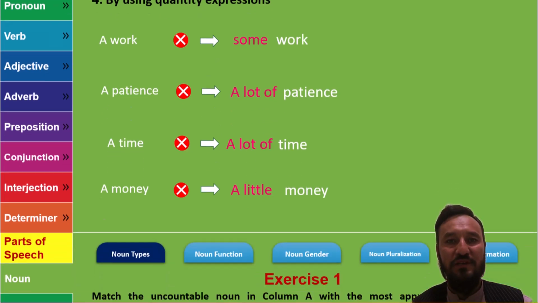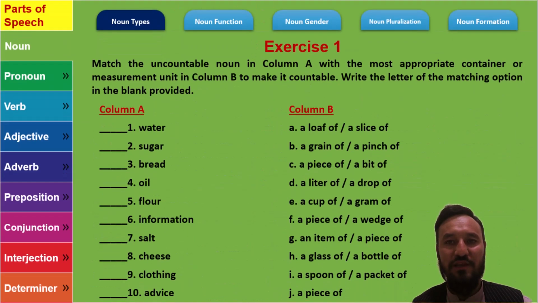Alright, at the end, for better understanding of the methods explained in this video, I provided two exercises. Exercise number 1. Match the uncountable noun in column A with the most appropriate container or measurement unit in column B to make it countable. Write the letter of the matching option in the blank provided. Here in column A, we have some uncountable nouns, and in column B, we have some measurement units or containers which are used with these uncountable nouns. You should identify which measurement unit or which container is used with these nouns. Please write the letter of the correct option in the blank space provided on the left side of each uncountable noun.